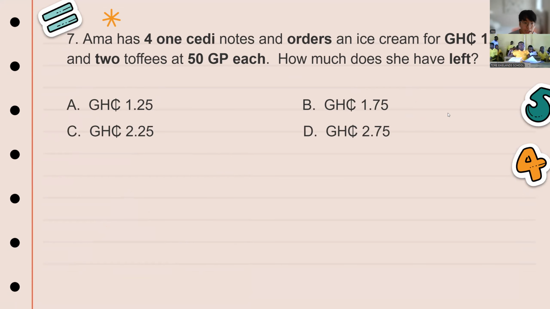Anna has 4 Ghana cedis notes and orders an ice cream for 1.75 cedis and two toffees at 50 pesos each. How much does she have left of her money?